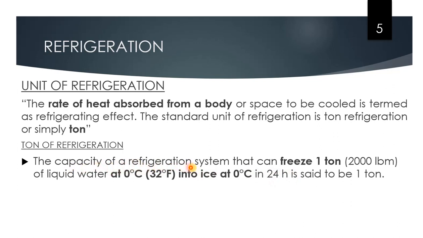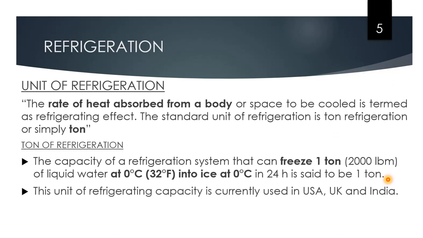The capacity of a refrigeration system that can freeze 1 ton of liquid water at 0 degrees Celsius into ice at 0 degree Celsius in 24 hours, and that is now named as 1 ton of refrigeration system. Okay, and the unit of refrigeration capacity is currently used in USA, UK and India.